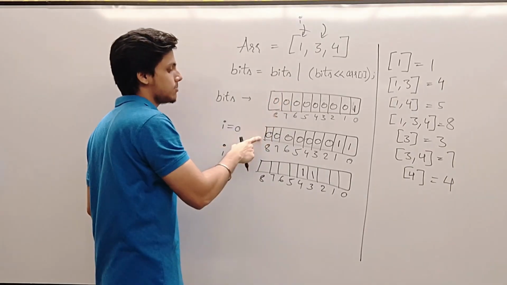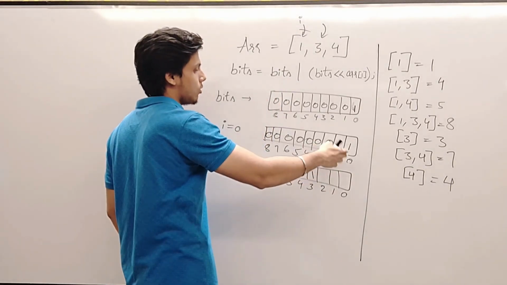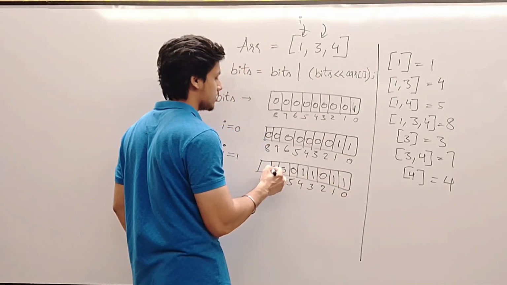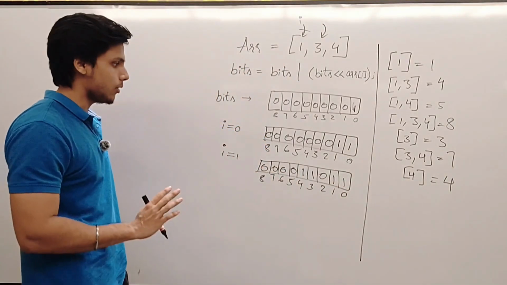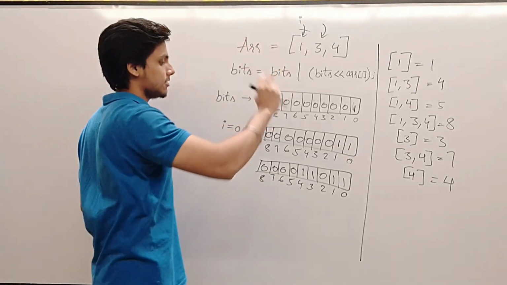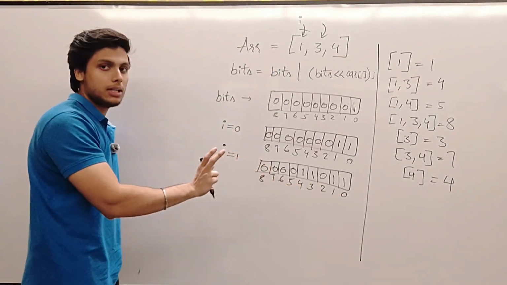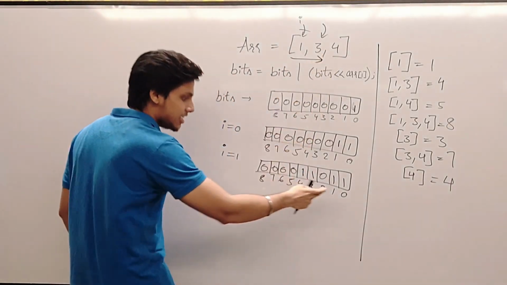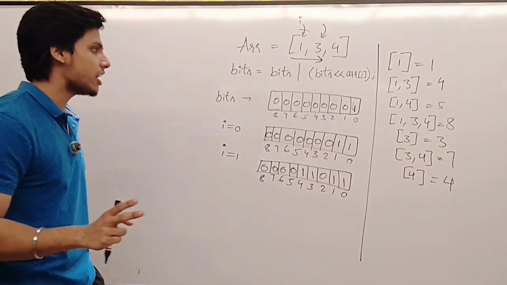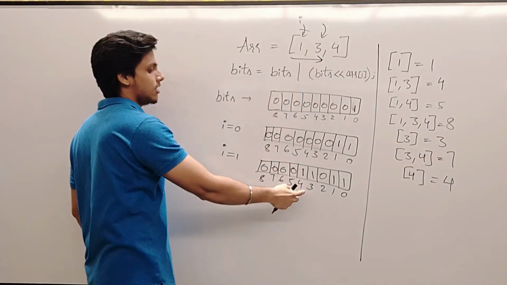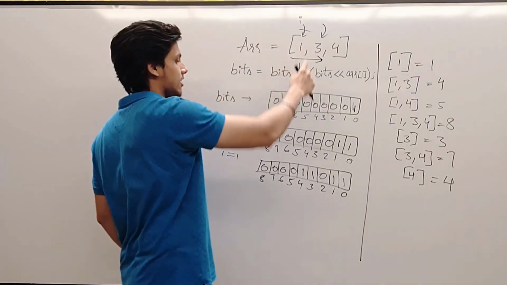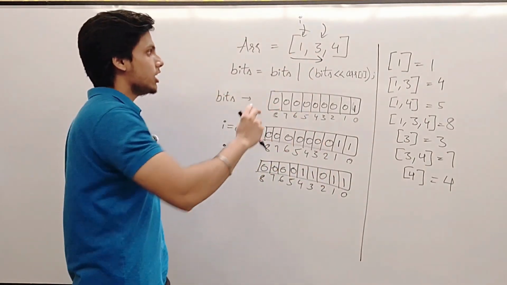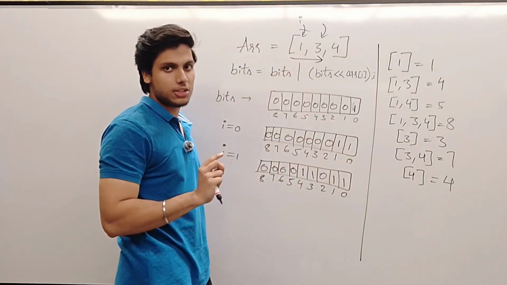Now you need to OR it with these bits, right? After you OR, 1 OR will give you 1, 1 OR will give you 1, and the rest will give you zeros. Now we have iterated 2 indexes, and we have this bitset data structure with us. What is it indicating? After traveling 2 positions, these are all the possible sums of subsequences. If we take 1 and 3, the subsequence sum will be 4. If you take only 3, the sum will be 3. If you take only 1, the sum will be 1. If you take no element, the sum will be 0, right?